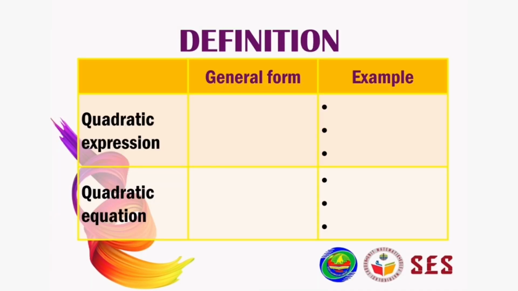First, let us see the definition of quadratic expression and quadratic equation. A quadratic expression is an expression of the second degree, meaning that it contains at least one term that is squared.